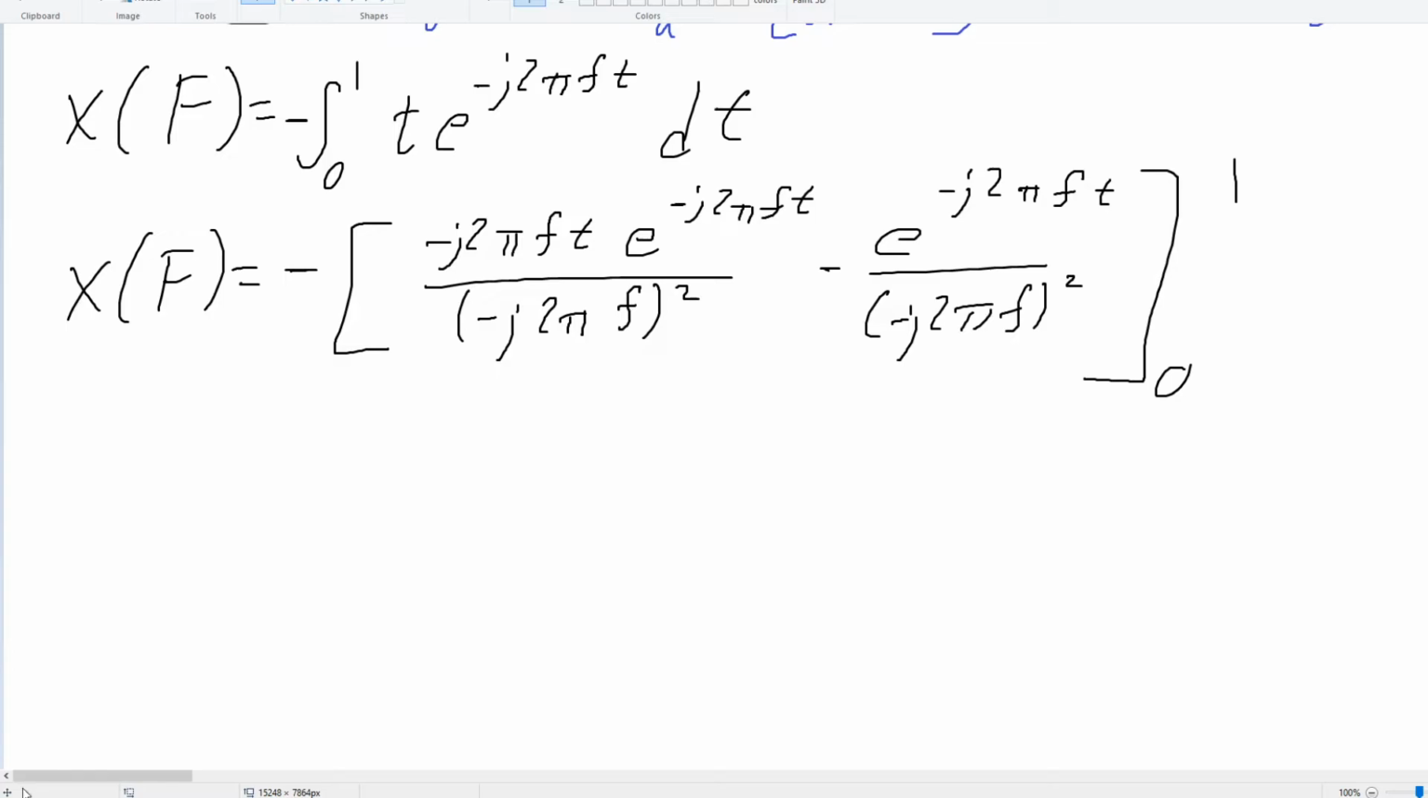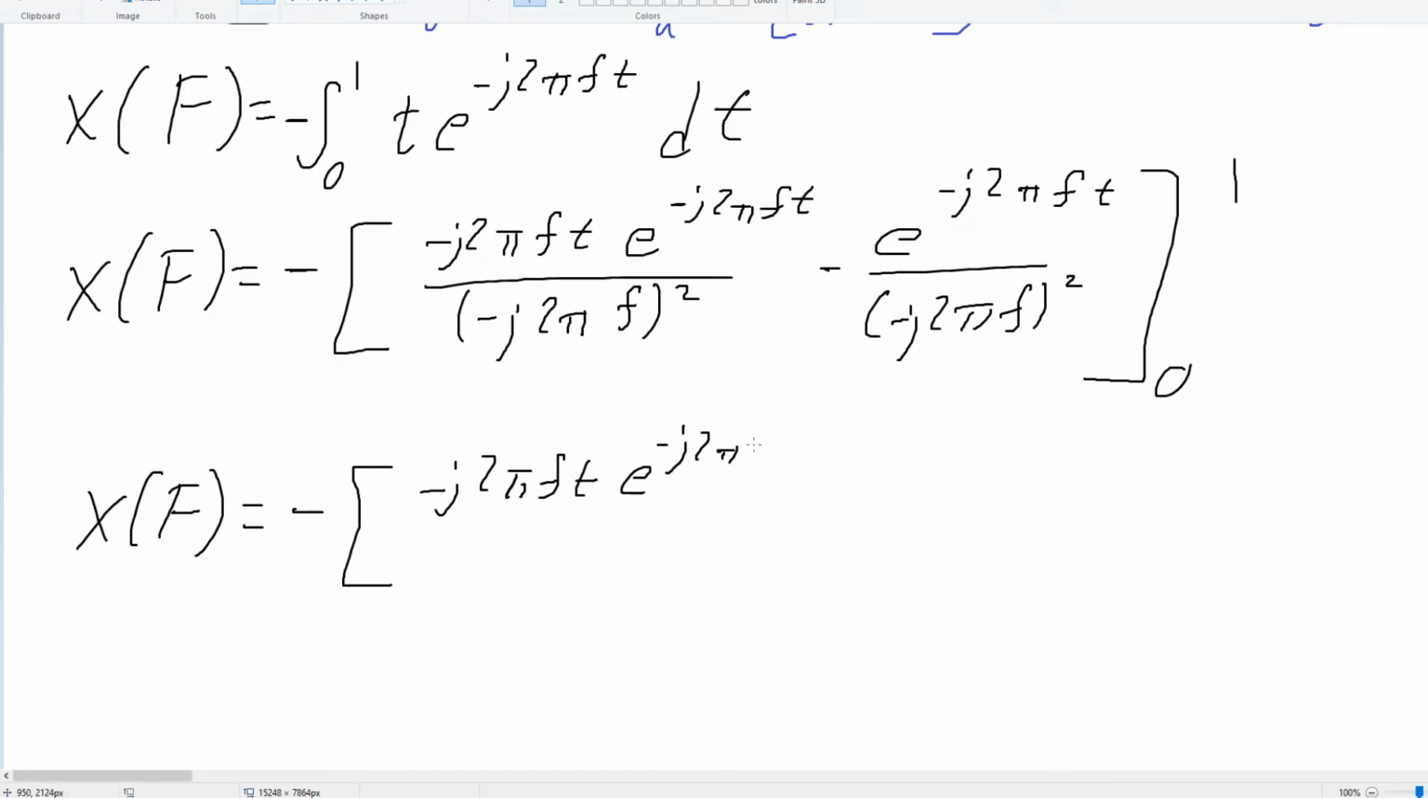No. Oh, one thing I do want to simplify this, because we can just simplify it. This can be simplified very easily. So if I have X(f) is equal to all of this, negative j 2 pi f t e to the negative j 2 pi f t. Of course, you guys can just simplify this in one step. You don't have to break it down into multiple steps. So the j squared is equal to negative 1, and negative 1 times negative is just a positive. So this is going to be a positive down here.